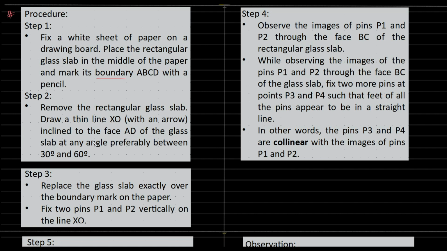So remove the glass slab, draw a thin line XO, that is your incident ray, and the angle should be around 30 to 60. It's not a rule, it's convenience. Then again replace the glass slab exactly where it was, fix pin P1 and P2. I first fix the pins and then I put the glass slab back. The order doesn't matter. Then observe the pin P1 and P2 through the face BC.